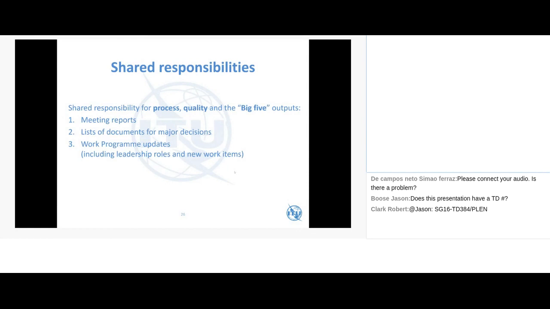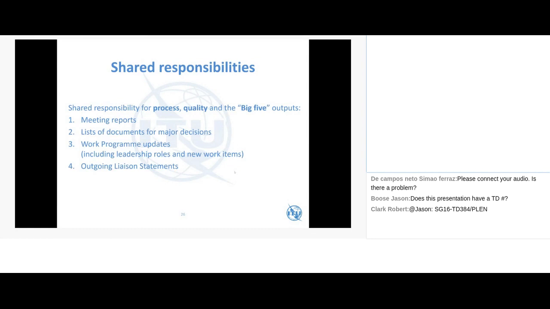Updates the work program, which really is a record of the work and the progress of the work. And by implication, this includes leadership roles. So when a new work item is created, an editor is assigned that role. And also when a new work item is created, it's added to the work program. So this is an essential record of where we are and where we've been and where we're going.